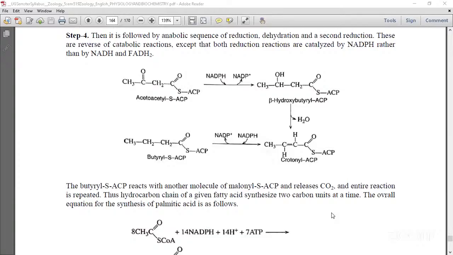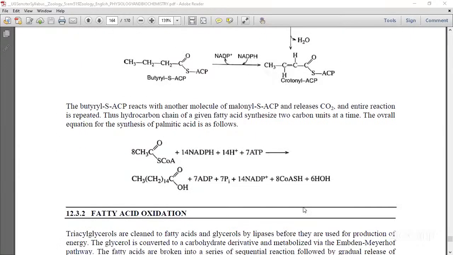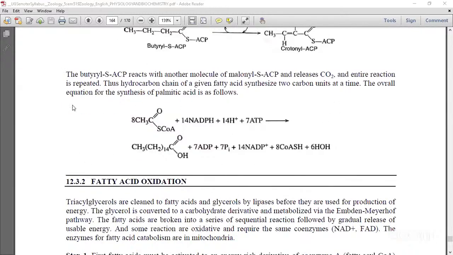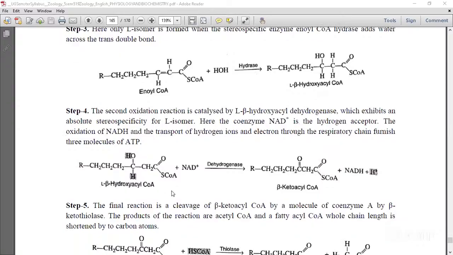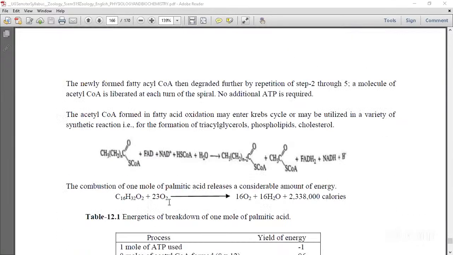The entire reaction is repeated many times, and thus the hydrocarbon chain of the fatty acid is synthesized 2 carbon units at a time. The overall reaction for the synthesis of palmitic acid looks like this. Here you can see the formation of palmitic acid. So here in summary, the fatty acid finally releases a considerable amount of energy when the combustion of palmitic acid takes place.